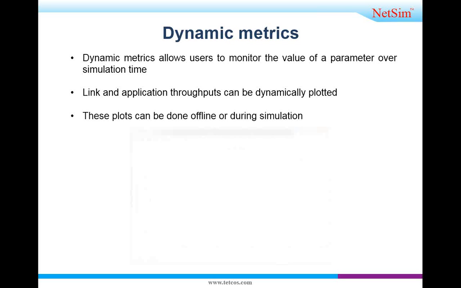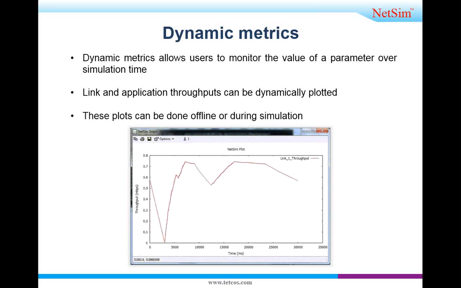Now dynamic metrics is there. Dynamic metrics allows users to monitor the value of a parameter over simulation time. So this is essential for researchers to understand the behavior of a network at any instant of simulation time. Link throughput, application throughput, and TCP congestion graph can be dynamically plotted, and these plots can be done offline or during the simulation. But we choose to generate it after the simulation because during the simulation it will slow down the simulation.